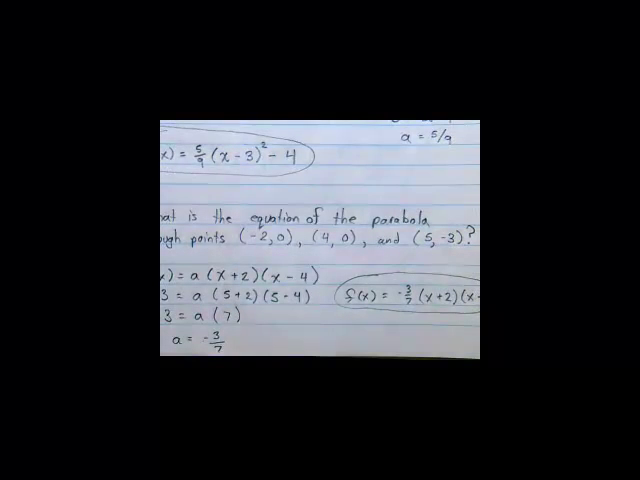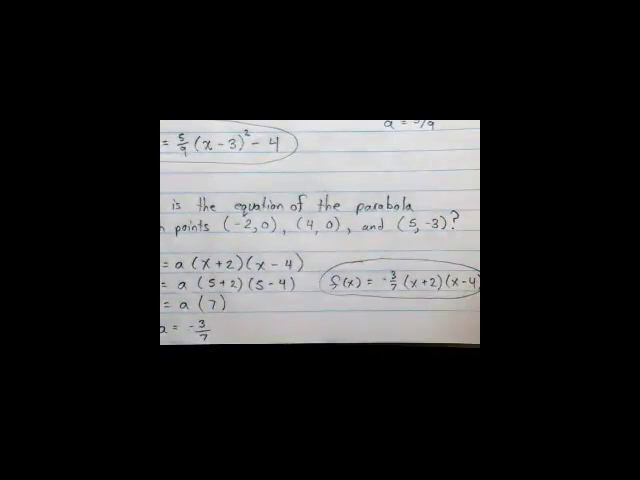So let me show you what I came up with here. You can check it, see if it matches what you had. So my a that I came up with was negative 3/7, and the intercepts were at negative 2 and 4. So it should look something like that then. Negative 3/7 times x plus 2 times x minus 4. So any questions on that one then? We're okay.